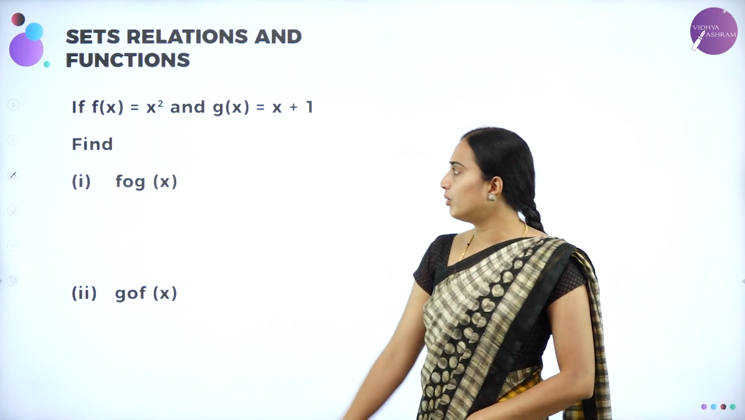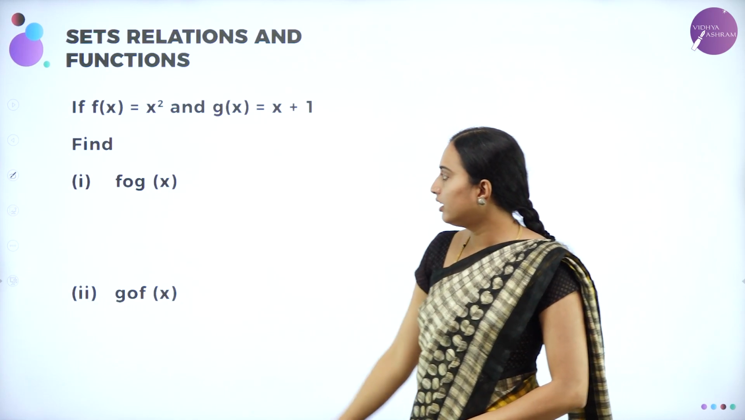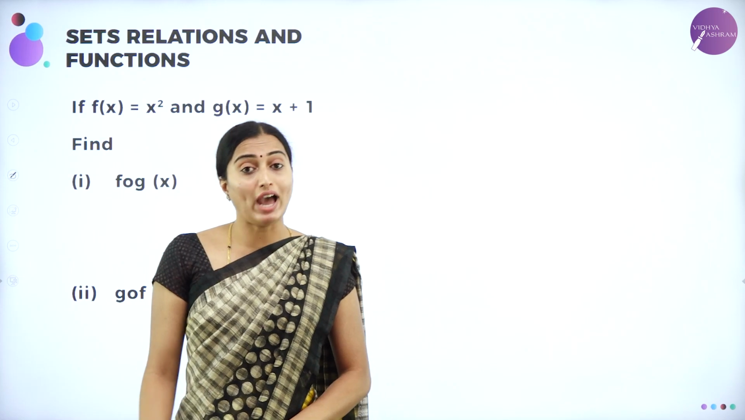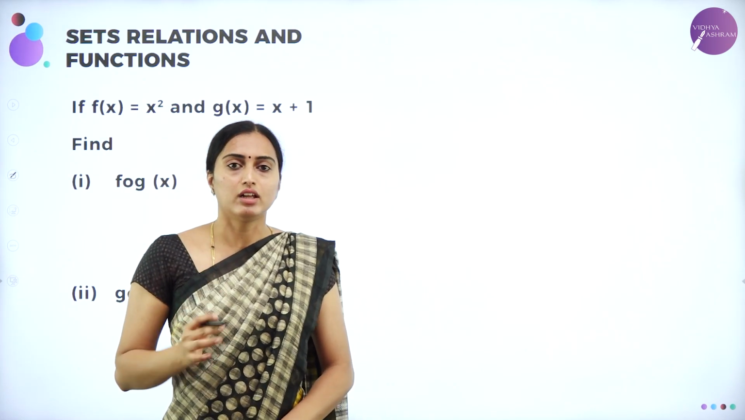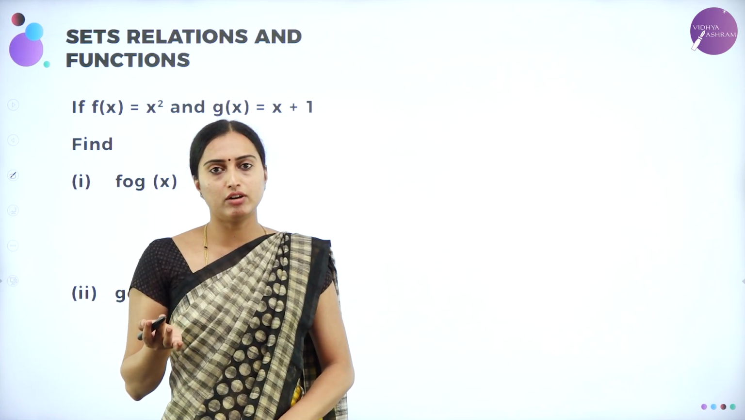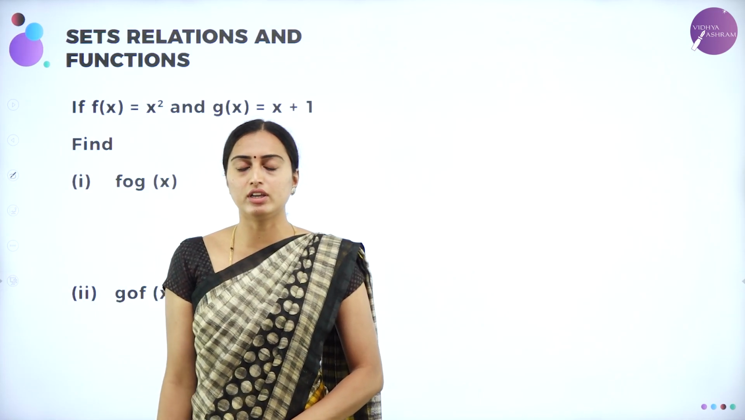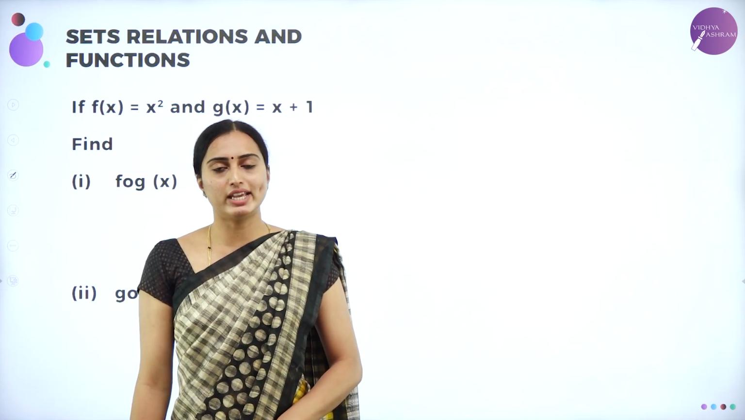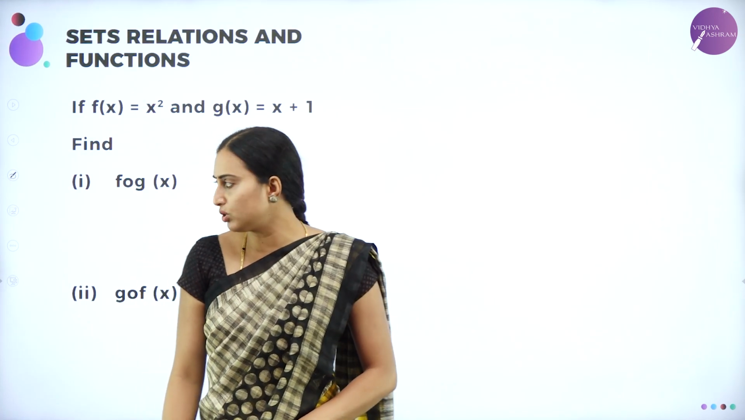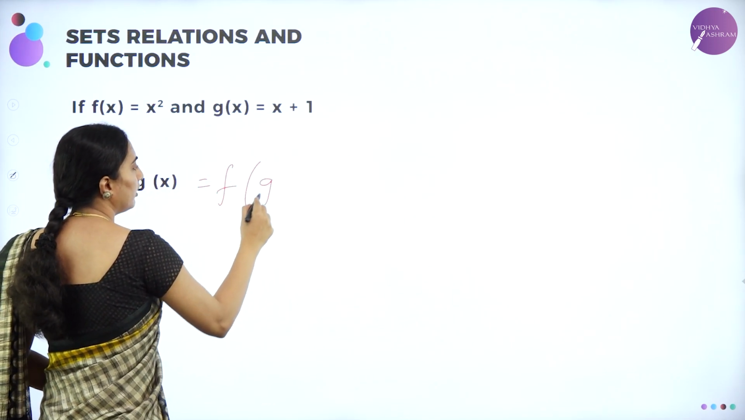If f of x is equal to x squared, g of x is equal to x plus 1, find fog x and gof x. Last time they have given the values. This time they have given only the x. Therefore, let me calculate according to how we have done the procedure for these problems. Same method we are going to follow here, but we are not going to write the x value. Instead of the value of x, we are going to write x itself. Understood?